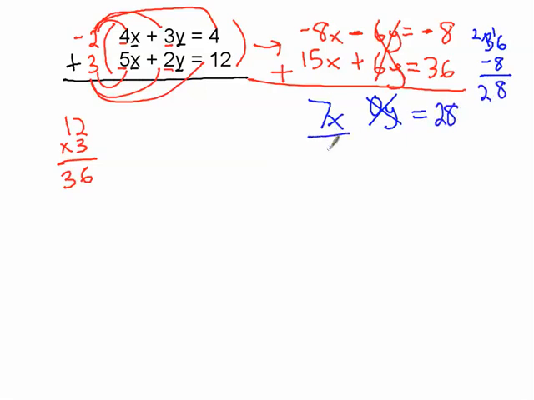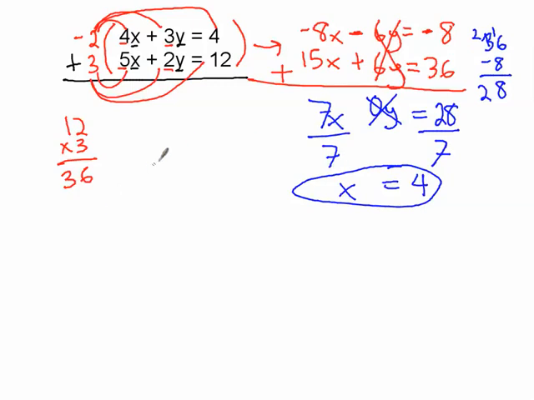And in order to get x by itself, you have to divide both sides by 7. And x is going to equal 4, because 28 divided by 7 is 4. And then we need to plug it back in. This is the first half of the problem, to find x. The second half is to find y.